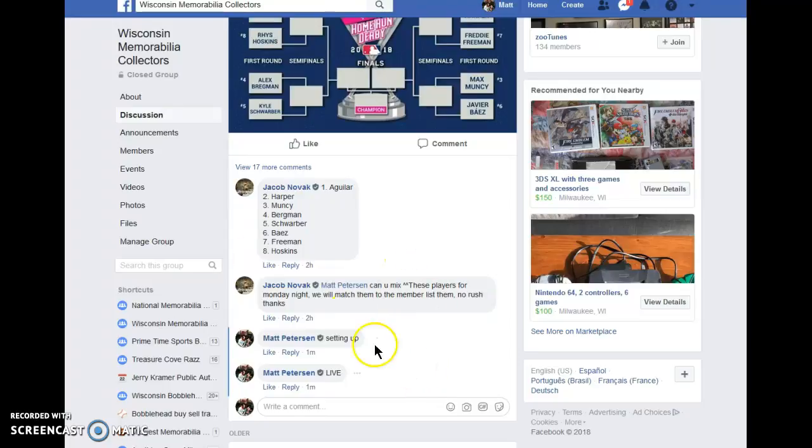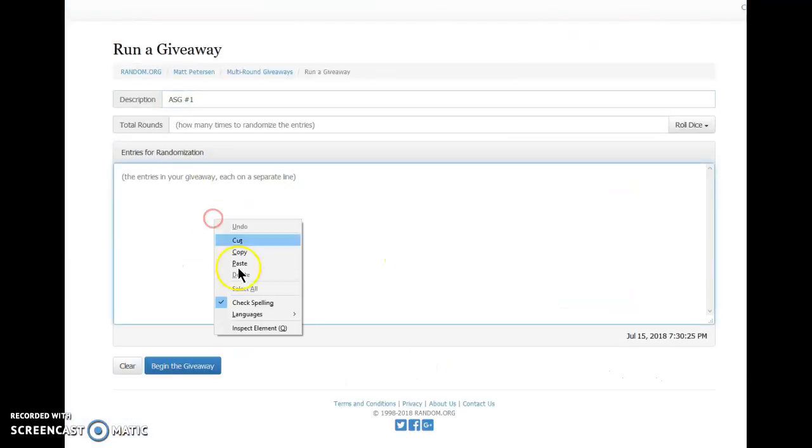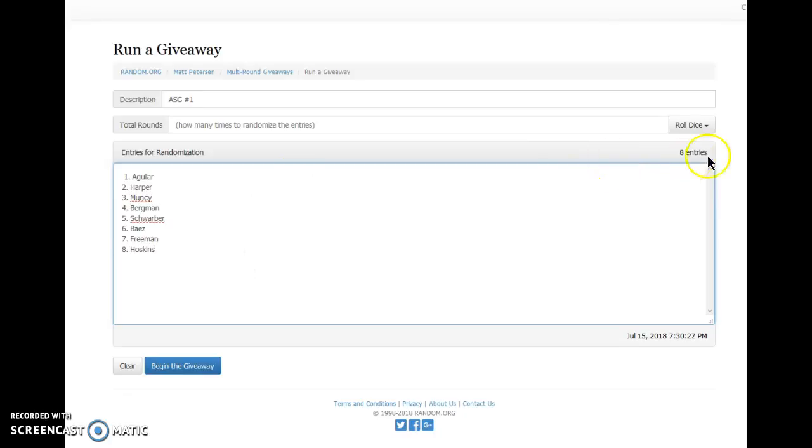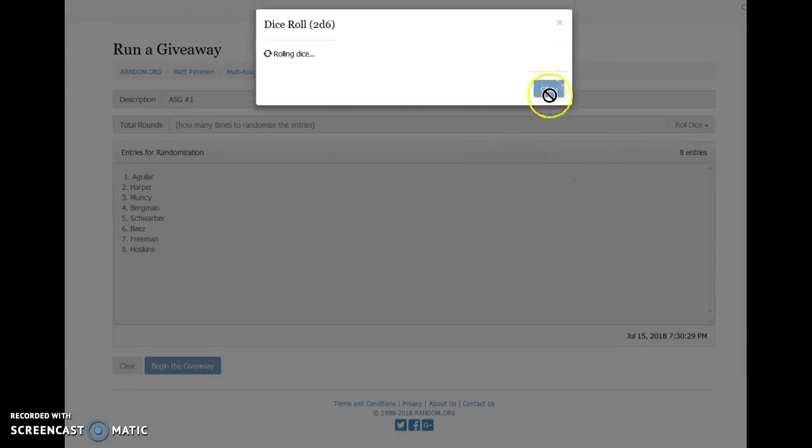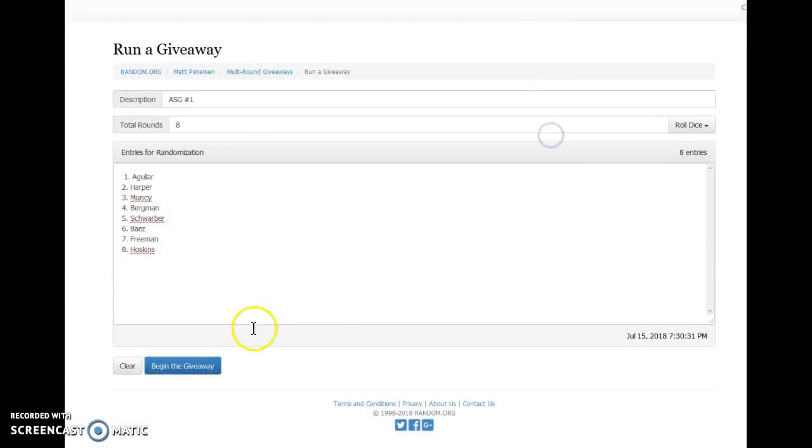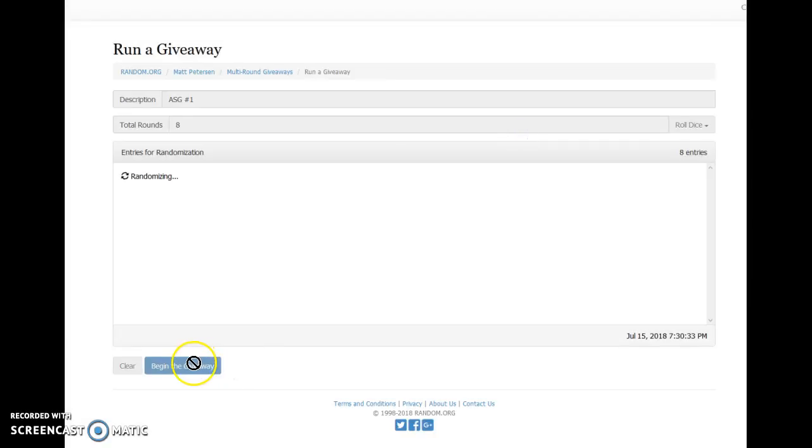All we're doing is randomizing the player list to be matched up with the numbers you picked. There we go. 8 entries, 2 dice, 5 or higher. 8, that's good. 8 times. Here we go. 1, 2, 3, 4, 5, 6, 7. 7 times. Dice is 8.